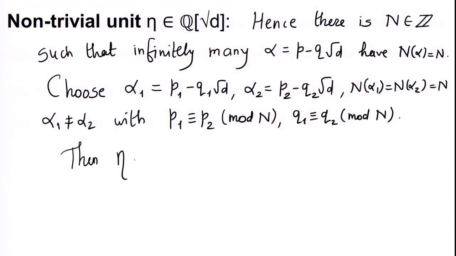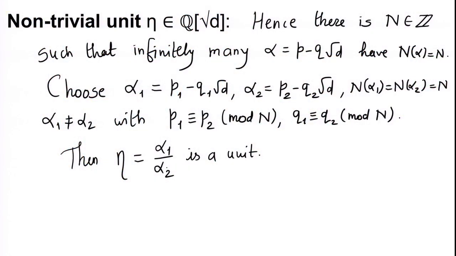Then I claim that eta, which is alpha 1 upon alpha 2, is a unit. So, this is clearly a unit because its norm is 1: norm alpha 1 upon norm alpha 2, which is N upon N, this is 1. If you can prove that eta is again an element in the ring of integers, if we can prove that eta is in fact an integer plus integer times root d, then we are done. Anything in the ring of integers whose norm is 1 has to be a unit.